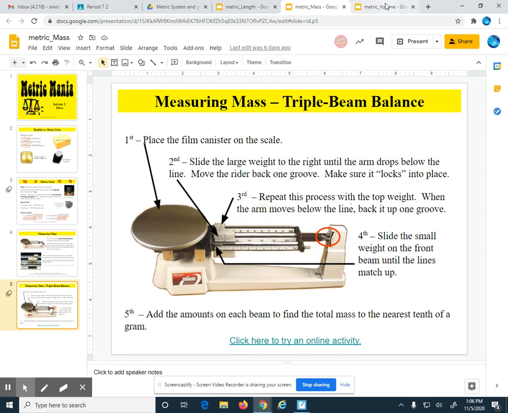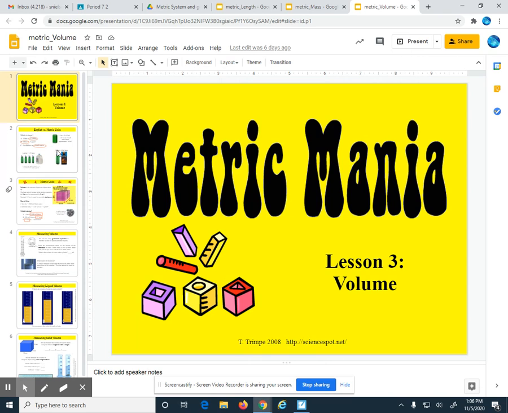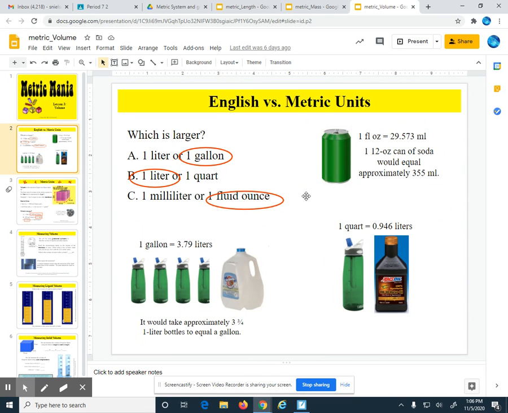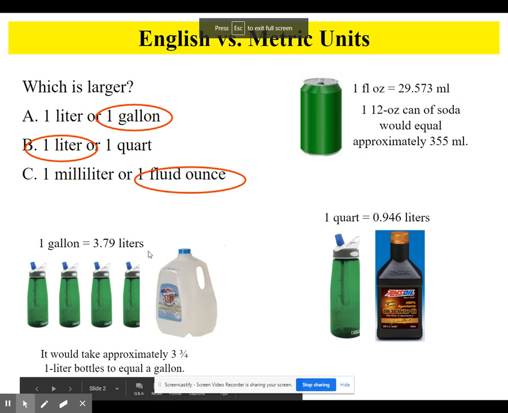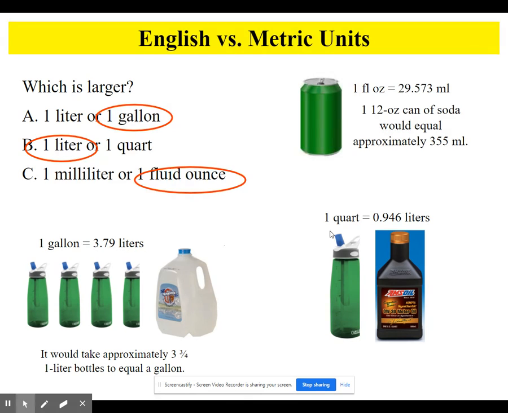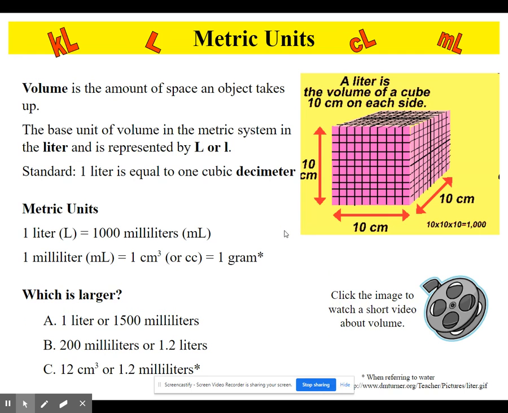The last thing I want to cover is volume. I want to take a quick look at volume. We have English measurements for volume, gallons, ounces, but in metric we like to use liters and milliliters, okay? A gallon equals 3.79 liters, a quart equals 0.946 liters. Again, because fluid ounces aren't based on units of 10, the measurements are kind of all uneven.